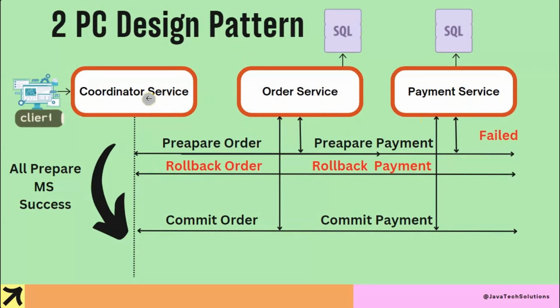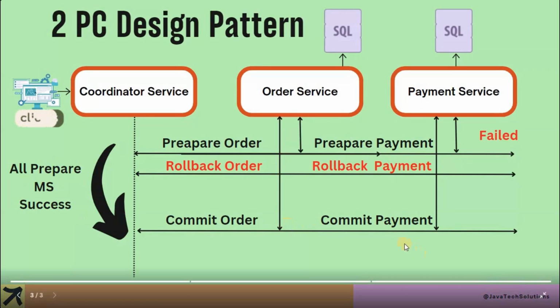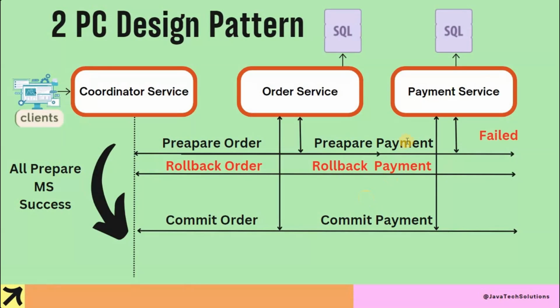From the coordinator, initially it will call the prepare services. So it will call the order service, then the payment service. Once they get success for all the prepares, then it will commit the order service and commit the payment, and then it will give us the response that everything is done successfully. In between, if the payment fails, then it will roll back the order. If multiple services are involved, the same approach will be followed for those as well.